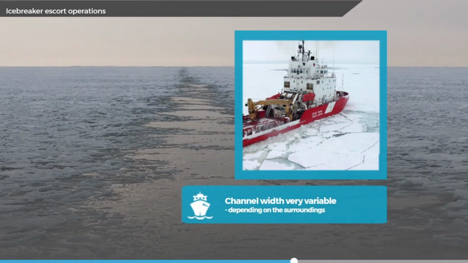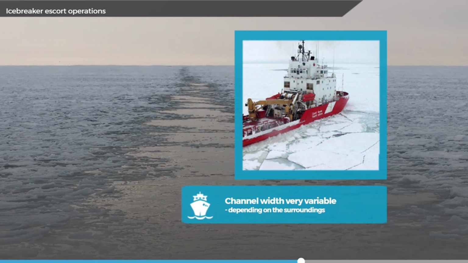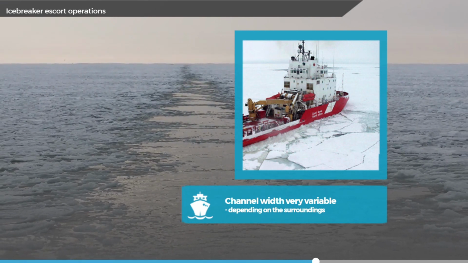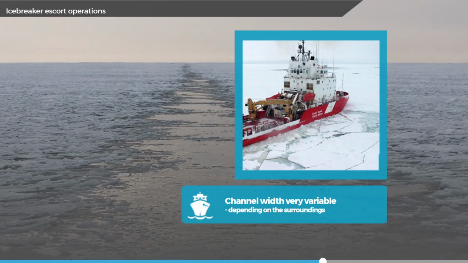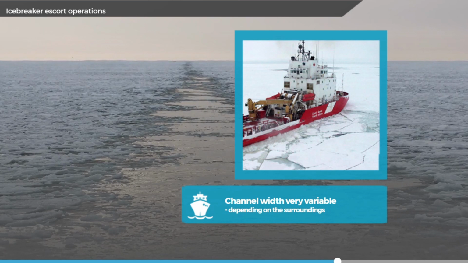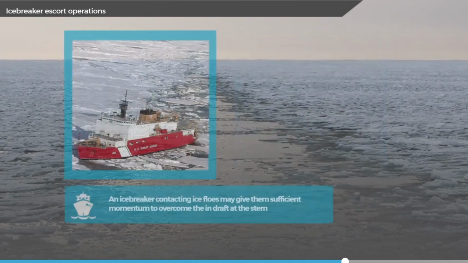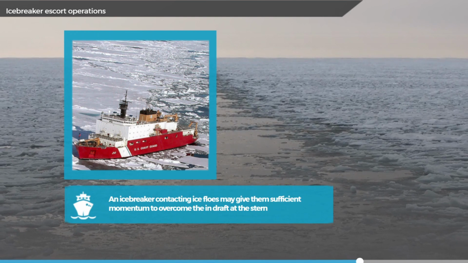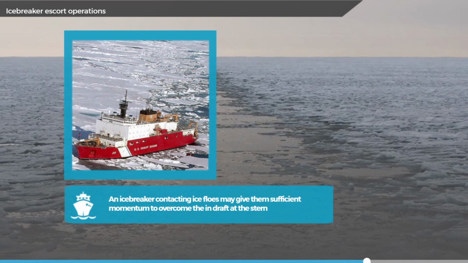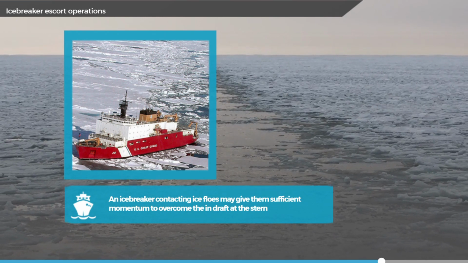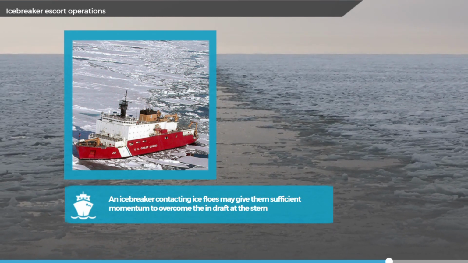When an icebreaker breaks a channel, if there is open water close by, the broken floes clear the channel with an outward movement. But in heavy pack ice, the floes have limited space, so they tend to stay in the broken channel. An icebreaker contacting ice floes may give them sufficient momentum to overcome the indraft at the stern. If this doesn't happen, floes will be drawn into the broken channel astern of the icebreaker.